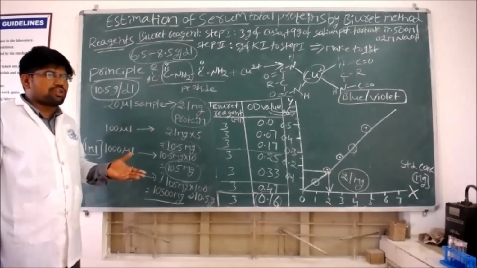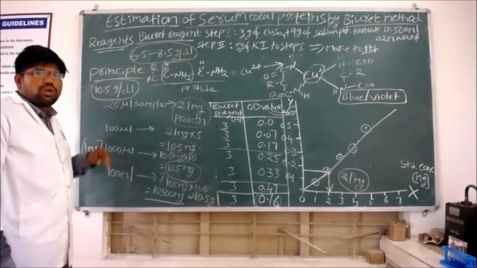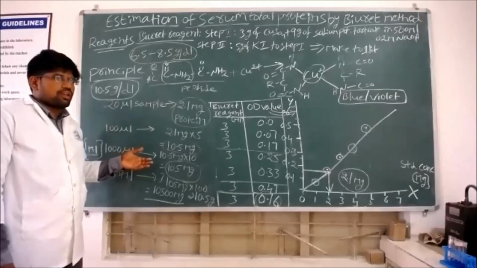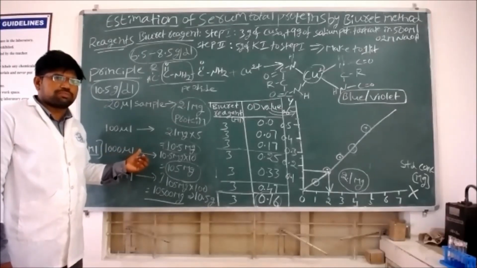Generally, in the case of malnourished persons, we will observe a low amount of proteins because of low consumption of protein. The total protein concentration in the blood will be less than 6.5. So that is about the experiment, estimation of serum total proteins by Biuret.